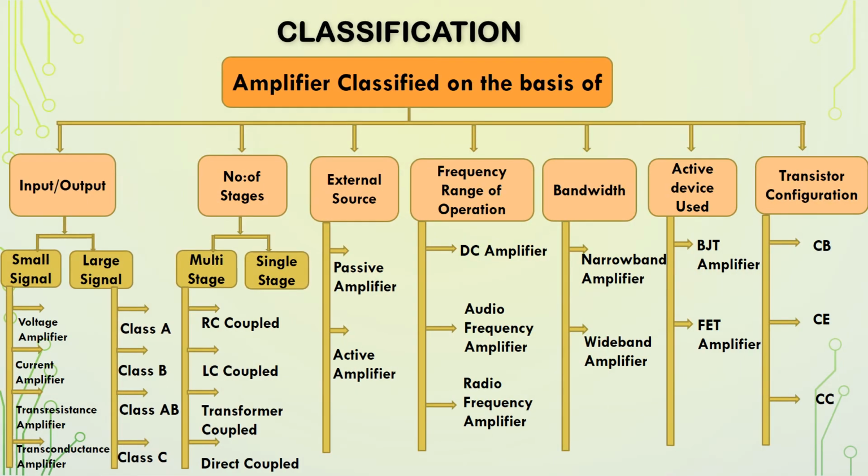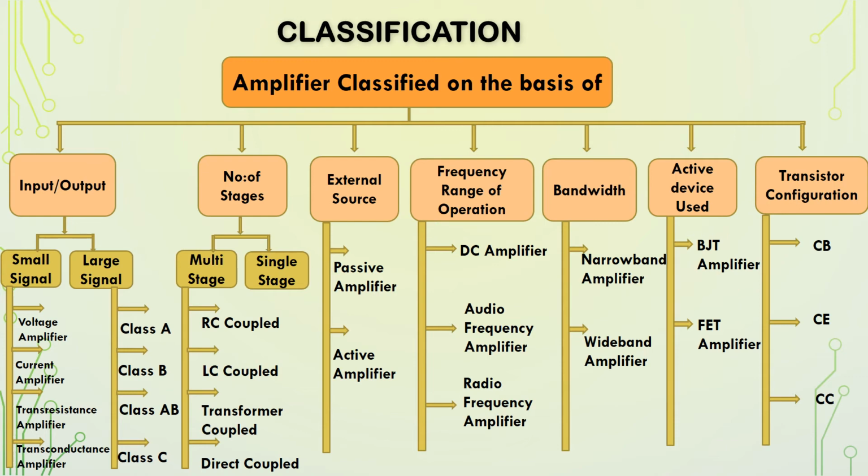So next is the classification of amplifiers. Amplifiers can be classified on the basis of various parameters. So we will see each of the classifications separately. First one is based on the input and output. In that category we have two types, that is small signal amplifiers and large signal amplifiers.